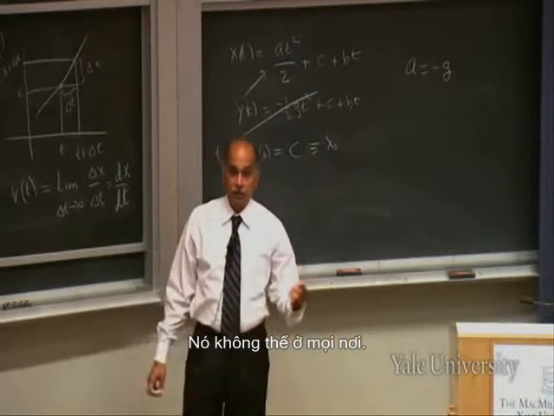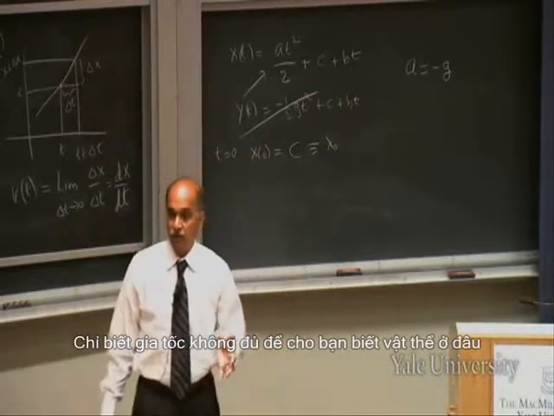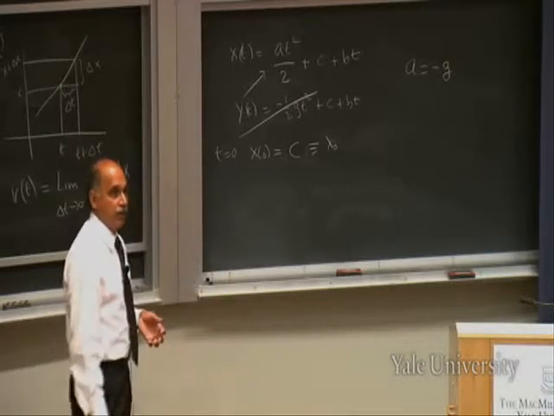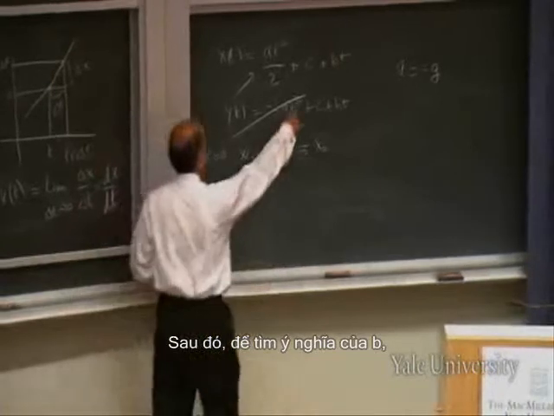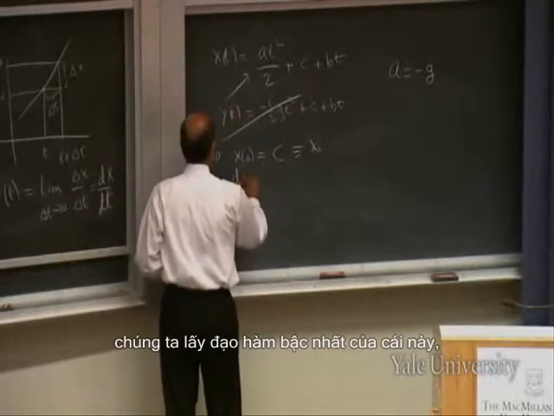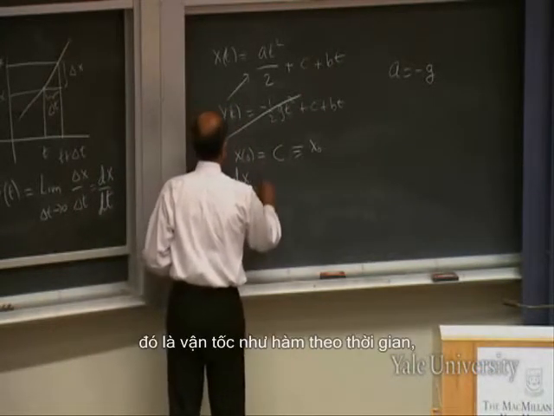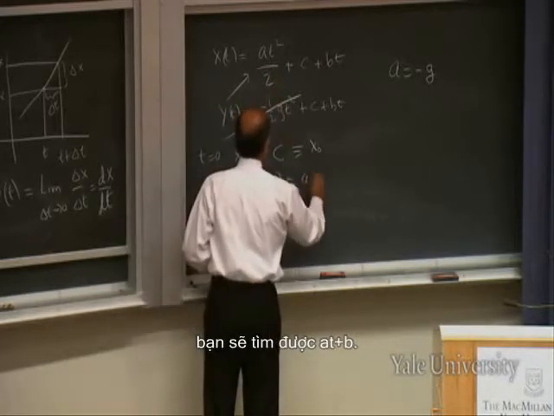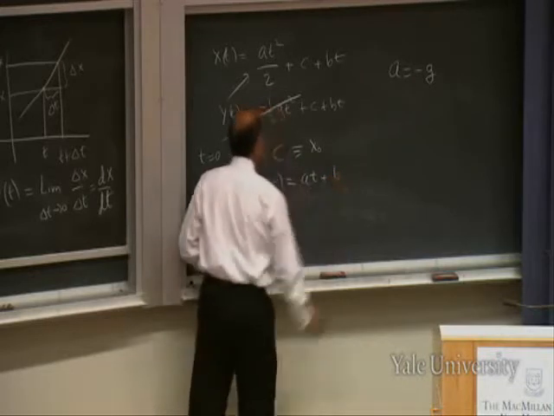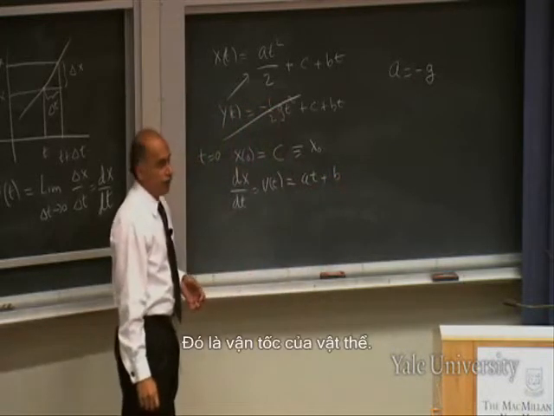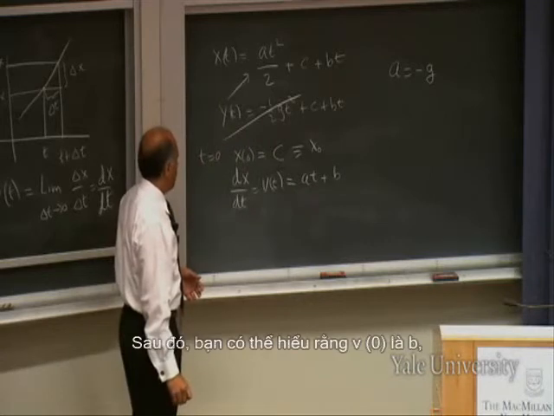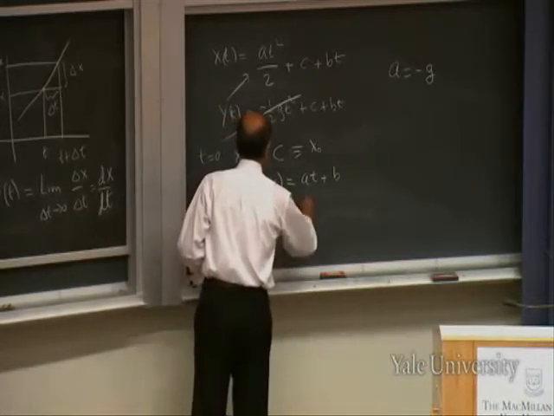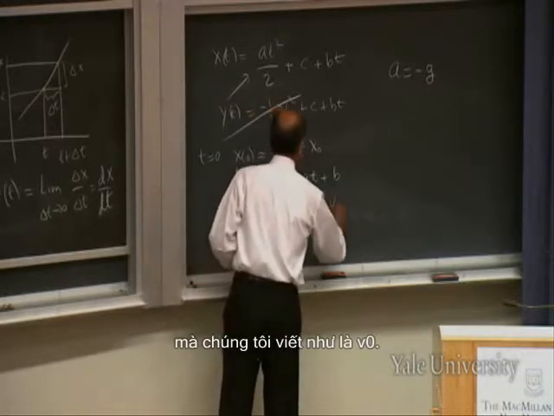It could have been anywhere. Simply knowing the acceleration is not enough to tell you where it was at the initial time. You get to pick where it was at the initial time. Then, to find the meaning of b, we take one derivative of this, dx/dt. That's velocity as a function of time. And if you took the derivative of this guy, you will find it's a t plus b. That's the velocity of the object. Then you can understand that v of 0 is what b is, which we write as v0.